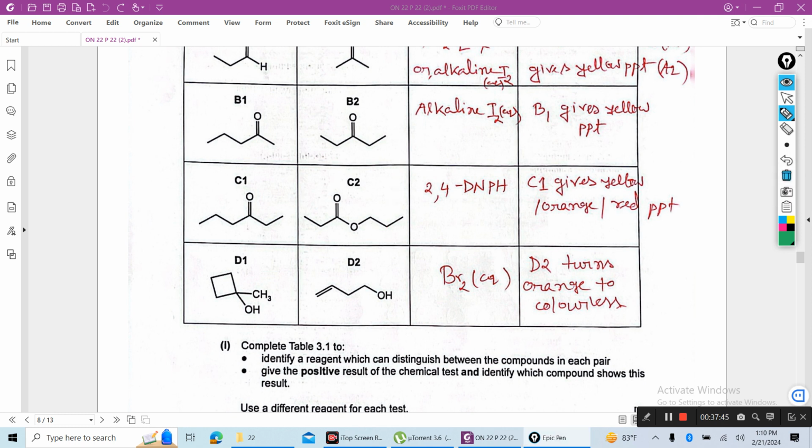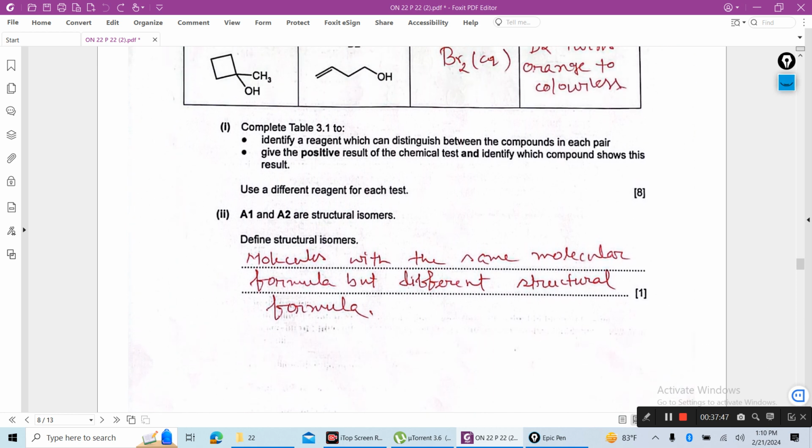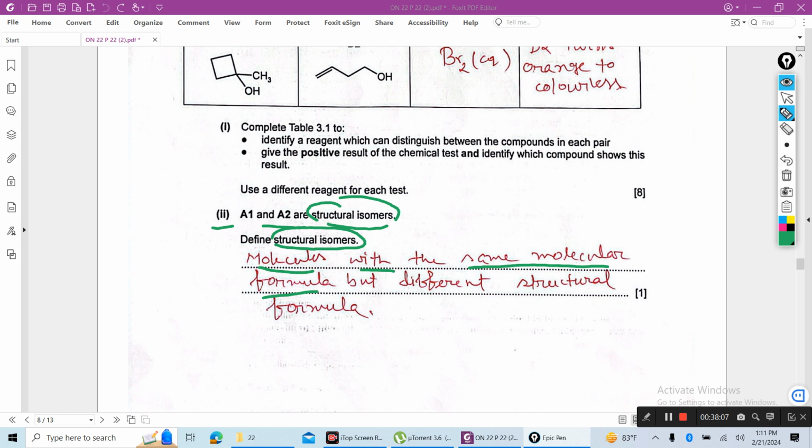Now next, A1, A2 are structural isomers. Define the term structural isomers. Molecules with the same molecular formula but different structural formula are called structural isomers.